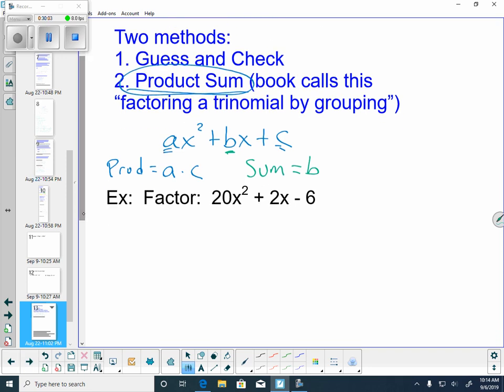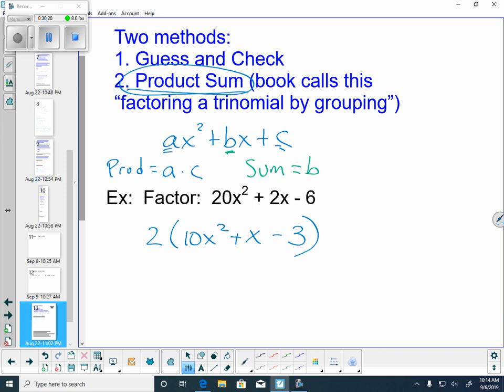First of all, I'm just going to look for common factors. Any common factors here? Anything we can factor out of all three of these? 2. So I'm going to factor out a 2, and I'm going to have 10x squared plus x minus 3. Does that look okay?